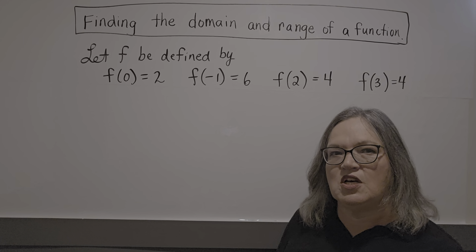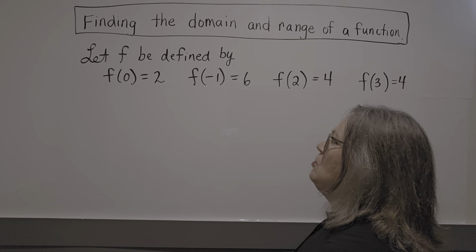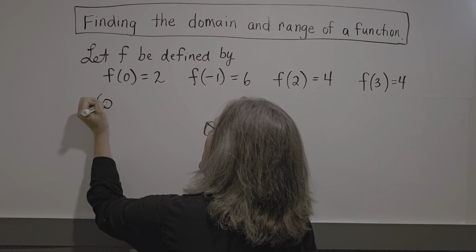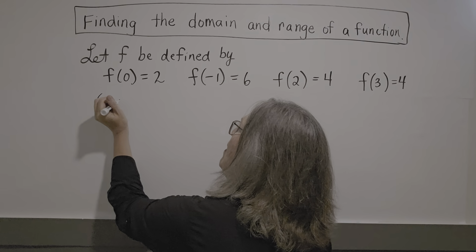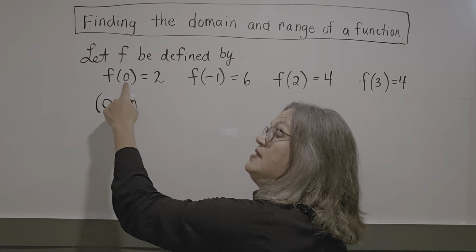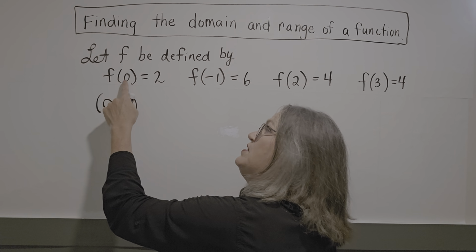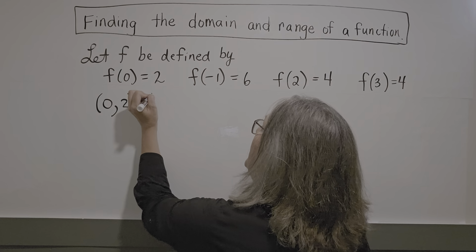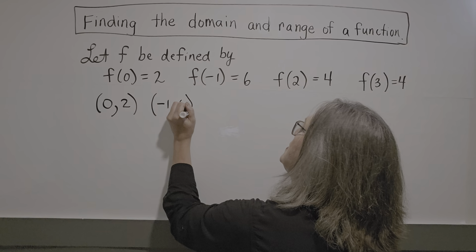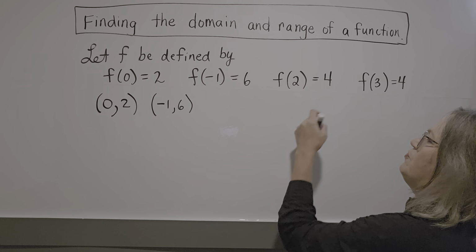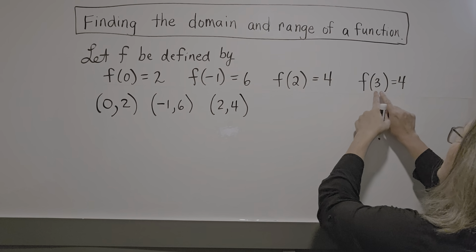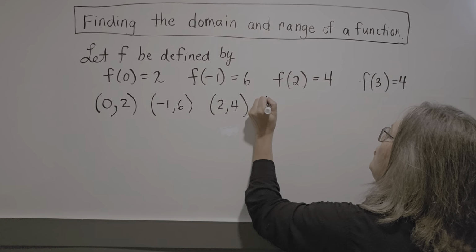Remember, a function is just a collection of ordered pairs. So I could write this as: if I input a 0, and the input always comes first, if I put in a 0, I get out a 2. This is the output. It's on the outside of the function, and the 0's on the inside. So think of this as the input, and this is what comes out. Then this describes another ordered pair, -1, 6. And here 2 gets sent to 4, so 2, 4 is an ordered pair. And then 3, 4 is an ordered pair for our function.